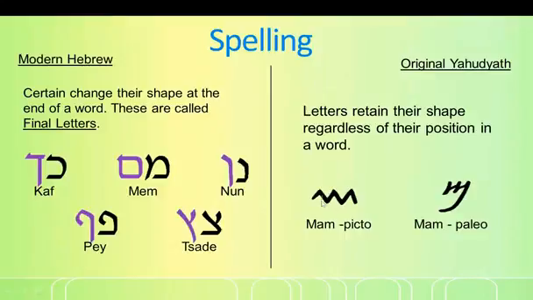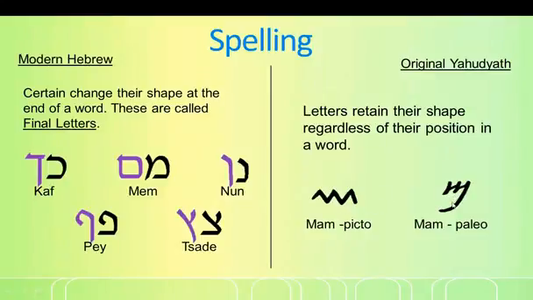The mem is water. It looks like water waves. That's where it comes from. The Paleo version looks like this, which is Middle Yahudyath. Paleo-Hebrew, pictograph Hebrew, those are the modern terms. This is ancient Yahudyath, Middle Yahudyath.